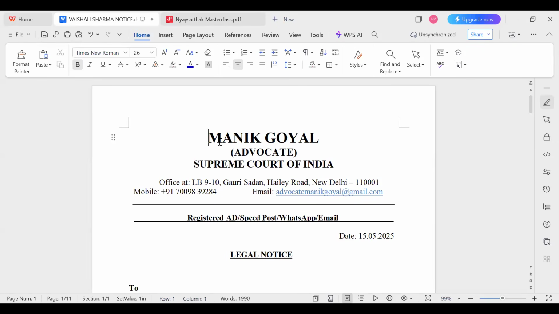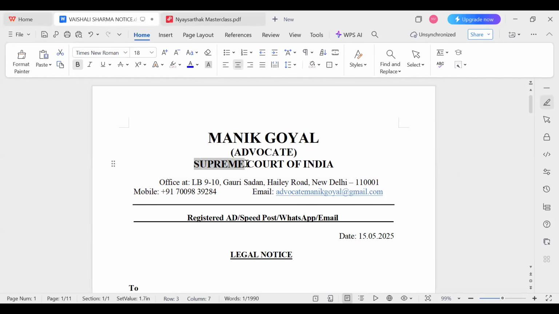So this is the general formatting of any legal notice. If you will send a legal notice tomorrow when you are enrolled as an advocate, then your format should be like this. Here it is written as Manik Goyal, Advocate, Supreme Court of India, and then here will be your office address. Then you can write your mobile number so that it will be easy for the other party or the other lawyer to contact you easily. And then your email ID. These are a must.